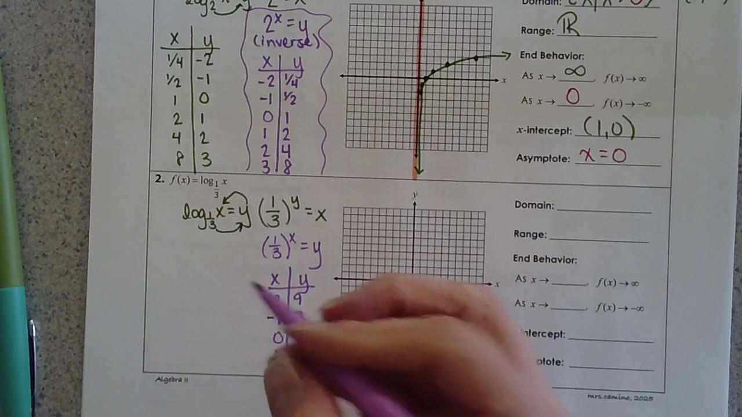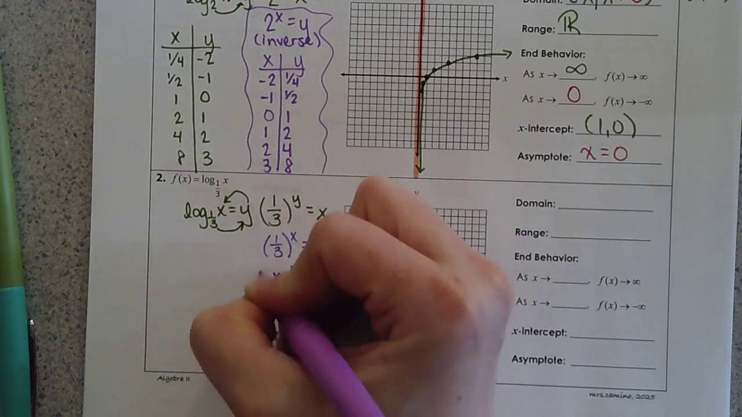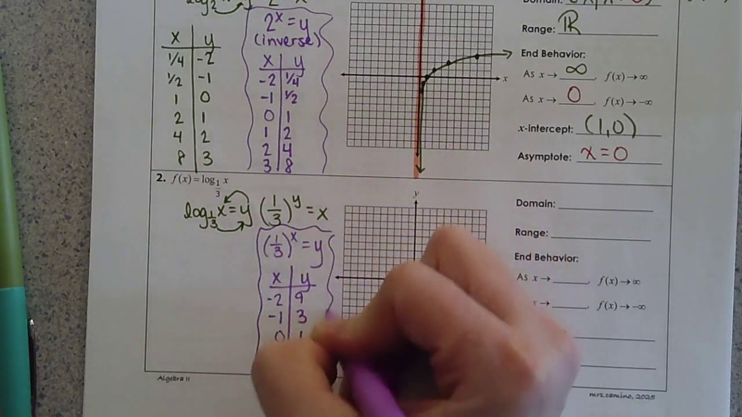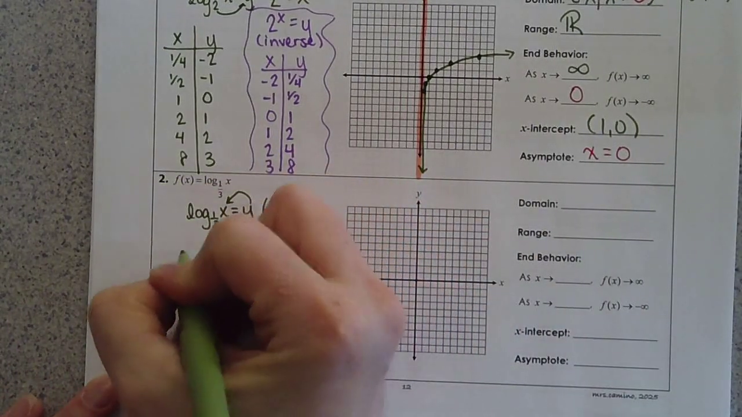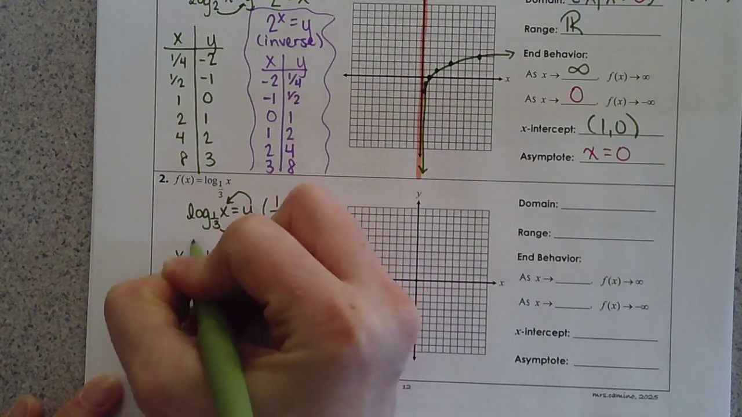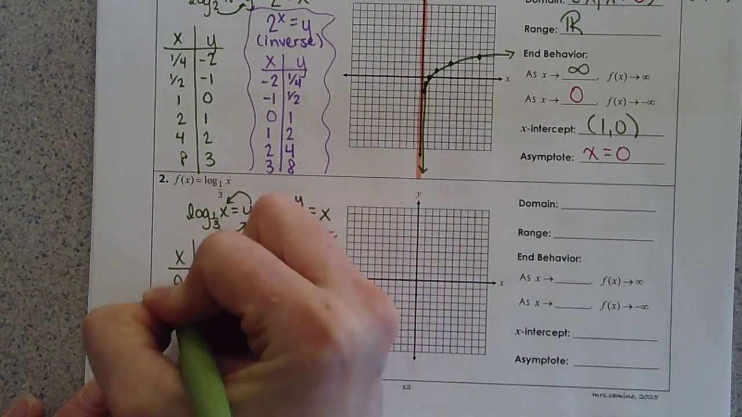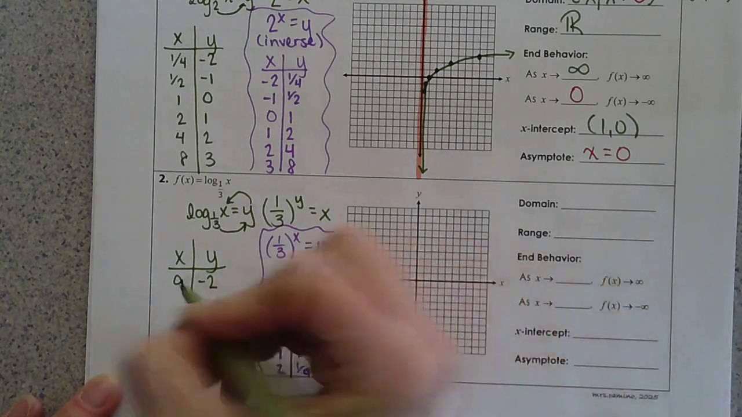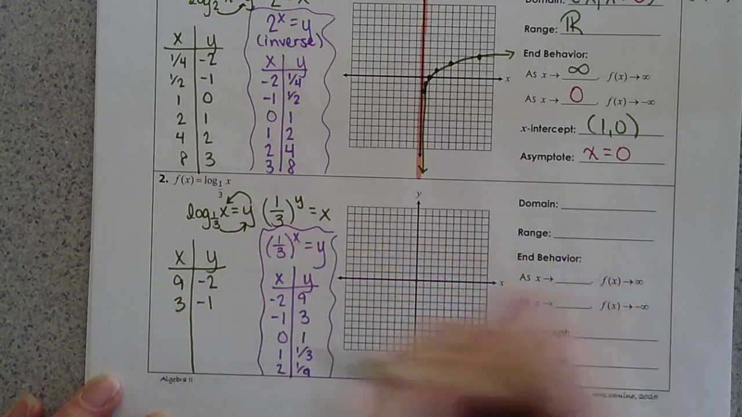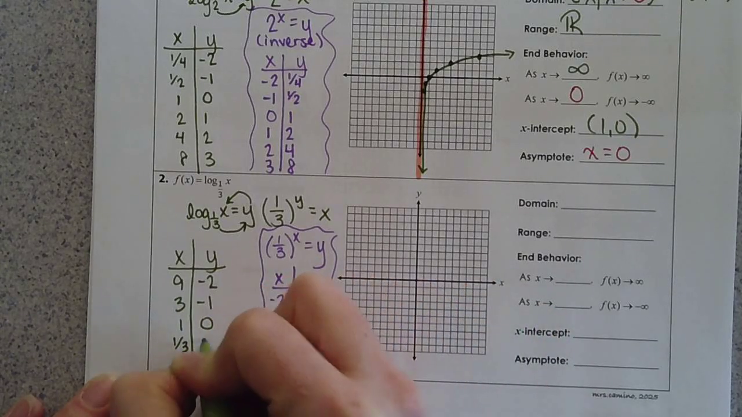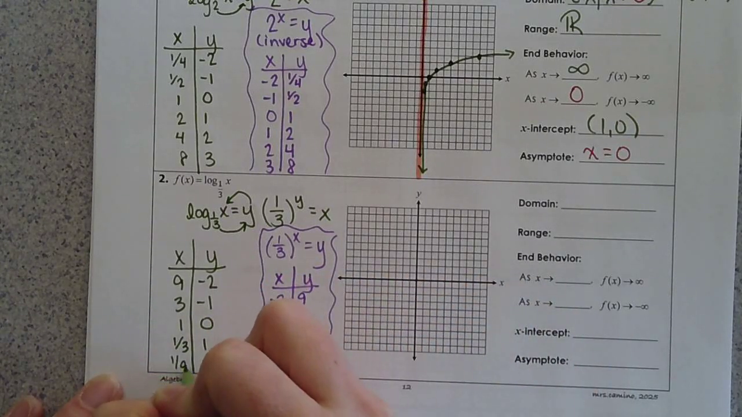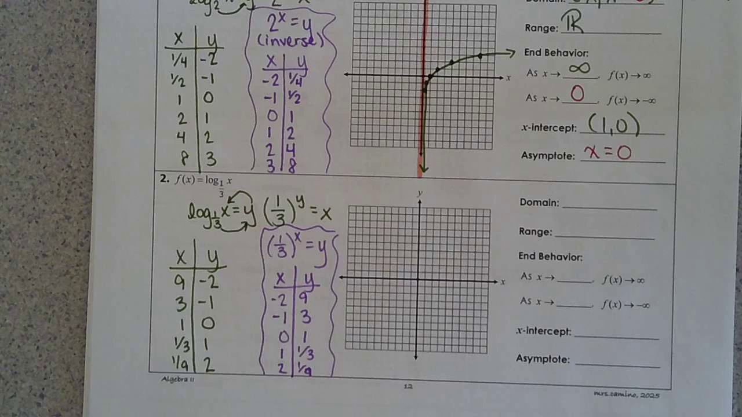Okay, this is not our function. This is the inverse of our function. We're not going to graph those points. We're just going to use them to create the table that we're looking for. So now I'm going to make a table x, y, and I'm going to invert each point. So 9, -2; 3, -1; 1, 0; 1/3, 1; 1/9, 2. And we'll put them on our graph.